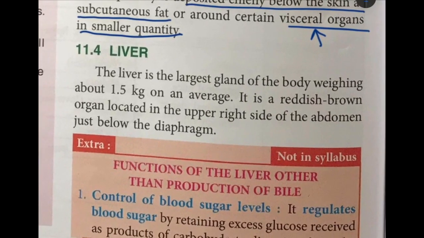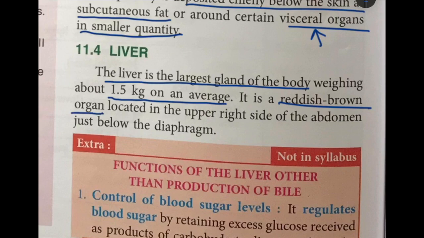Now, remember, the liver is the largest gland of the body. It weighs about 1.5 kg and is a reddish-brown organ, and you will find it on the upper right side of the abdomen just below the diaphragm.